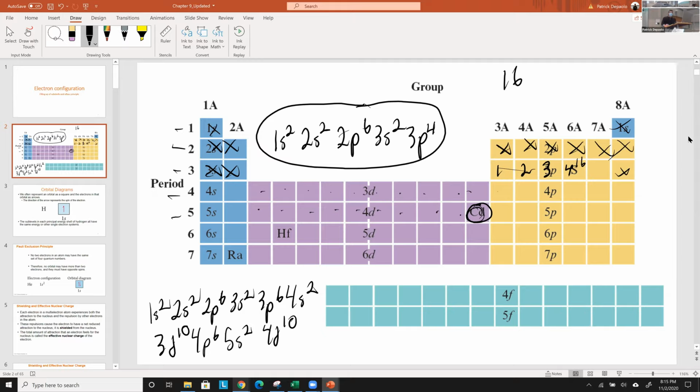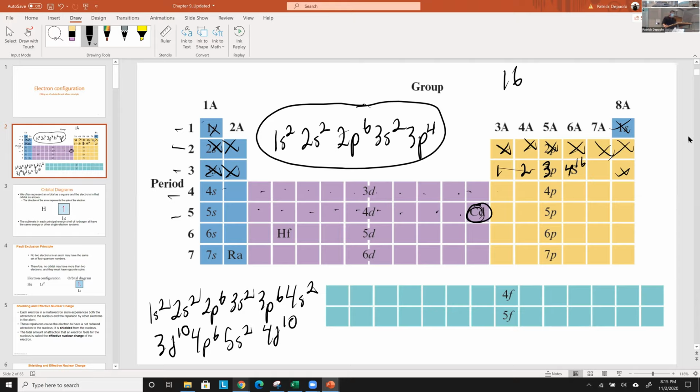Now, for the d orbital, it's weird because you notice how s and p follow the same line. It goes 2s, 2p, 3s, 3p, right? But for D, it goes 4s, 3d, 4p. It goes 4 to 3 to 4 again. That's weird. But the reason why is quantum numbers. N equals 3 is the first position that the d orbital occurs. That means L could equal 2. That's the first place it could happen, when n equals 3.